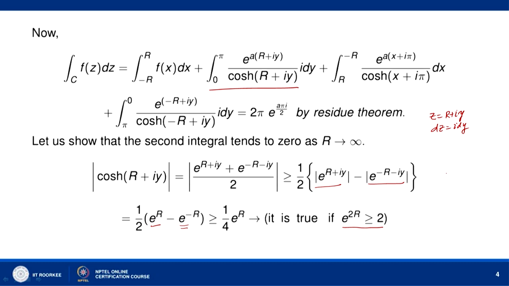We can easily see, let us say let e to the power r be equal to x. Then what we want is 1 by 2 (x minus 1 by x), since e to the power minus r is 1 by x. We want it to be greater than or equal to 1 by 4 x. So, this is (x square minus 1) divided by x greater than or equal to 1 by 2 x. This means we want 2 x square minus 2 to be greater than or equal to x square, and this means x square should be greater than or equal to 2. So, e to the power 2 r must be greater than or equal to 2, so e to the power r must be greater than or equal to root 2.